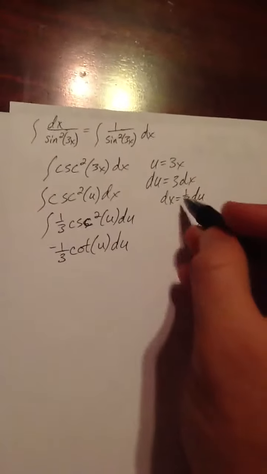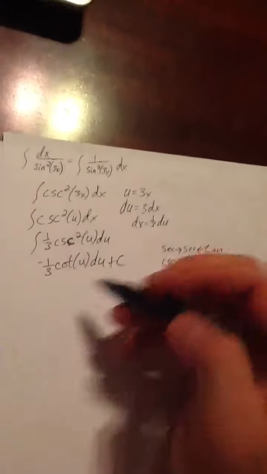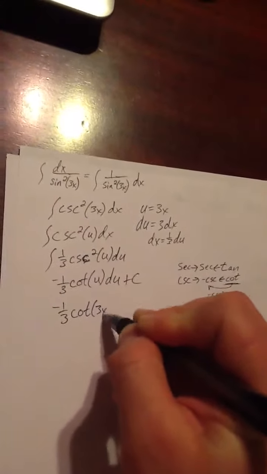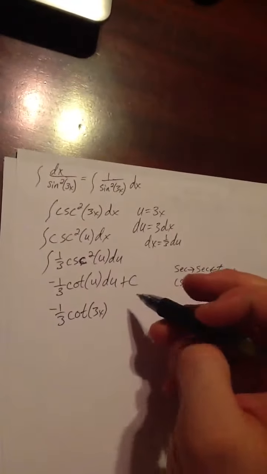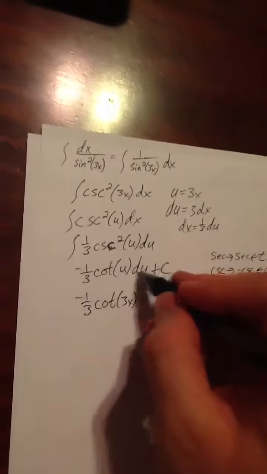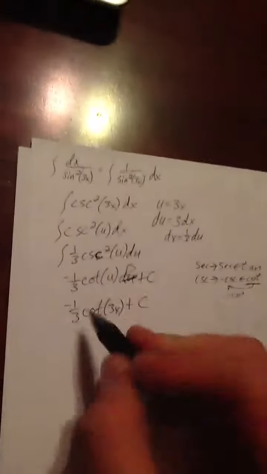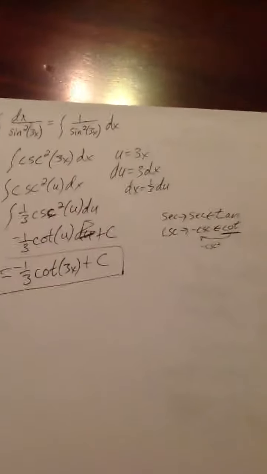Now just plug u in. Oh, almost forgot the old plus c. Plug the u in, so that's negative 1/3 cotangent of 3x. Oops, I don't know why I wrote u. I should have plus c. I'm not feeling it right now, so there's that.